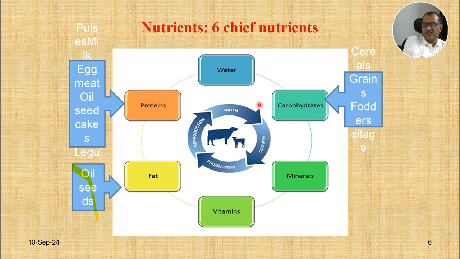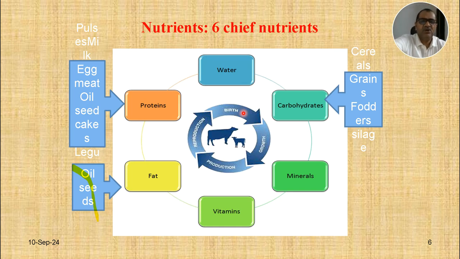Whereas all the other things have to come from different sources to the animals. So water, then carbohydrates, the minerals, the vitamins, fat, and proteins. These are all the key nutrients which are required for the animal starting from birth. Then after the birth, the animal has to grow from a calf to a cow. Then it needs to produce some milk or meat, and reproduction is another thing, and once again it will give birth to a calf, and this cycle continues.